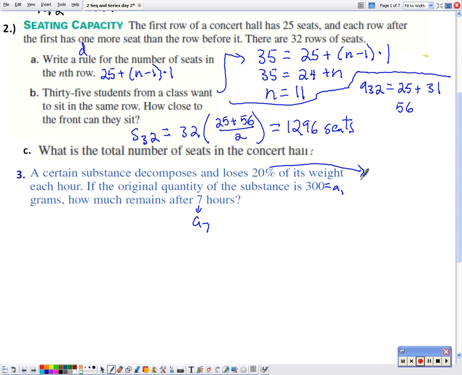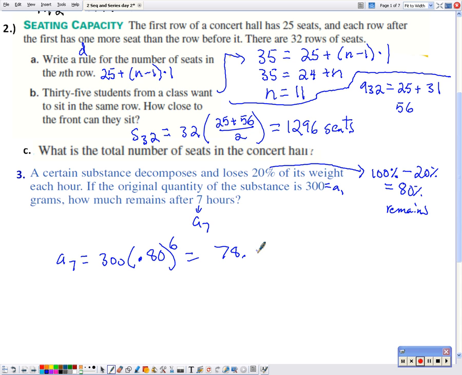So think about it. If we are going to lose 20%, that's like 100% minus 20% means 80% remains. So to find the 7th term, we're going to start with 300 times 0.80 raised to the 7 minus 1, which is 6. And that's going to give me 78.6432 grams. Again, we know it's exponential decay because it says loses. If it gained 20%, this would say 1.2.